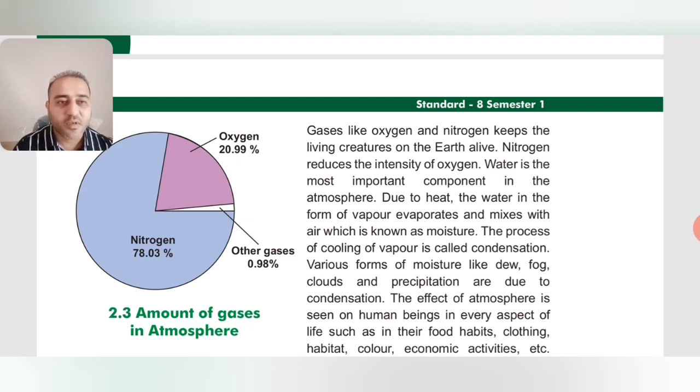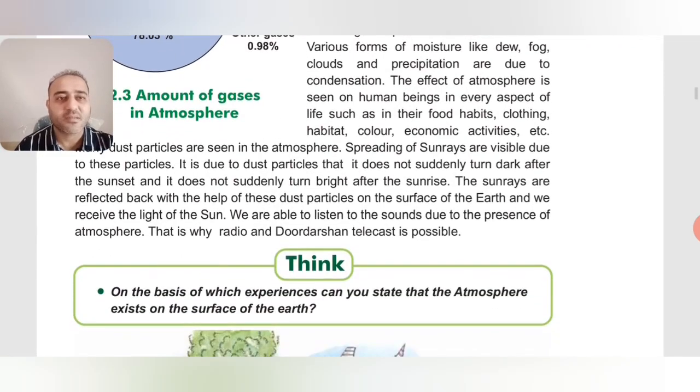The effect of atmosphere is seen on human beings in every aspect of life, such as in their food habits, clothing habits, color, economic activities. As we know, due to the atmosphere present on the earth, we can even see different atmosphere. There are different seasons, right? Hotness, coldness, rainfall, etc. Due to that, there is an effect on the life of human beings, right? Because of that, there is a change seen in the food habits of the people, right?